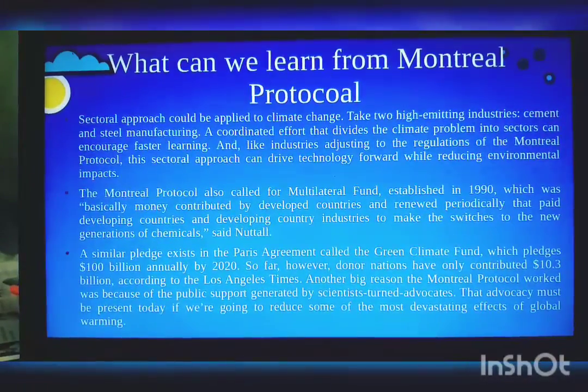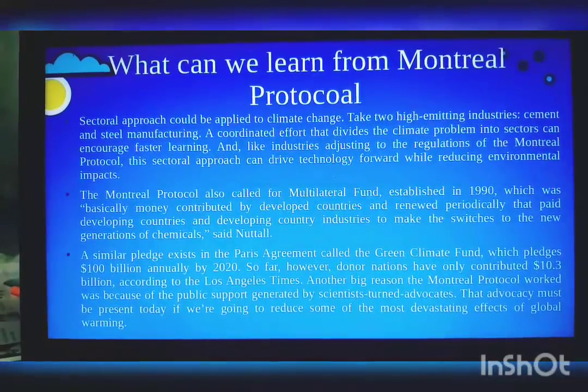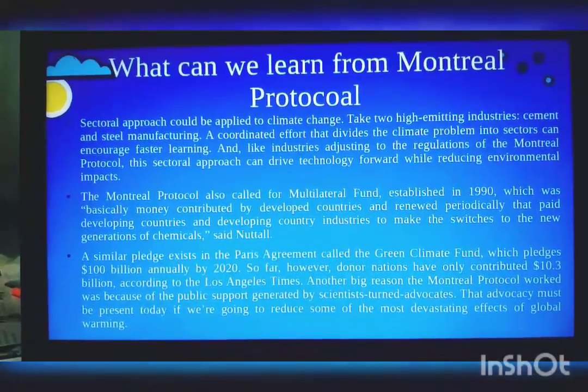Another big reason the Montreal Protocol worked was because of the public support generated by scientists turned advocates.